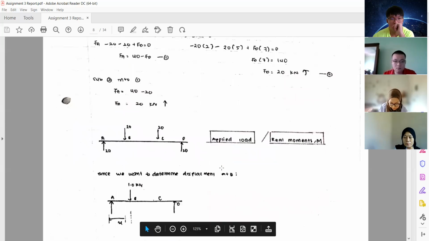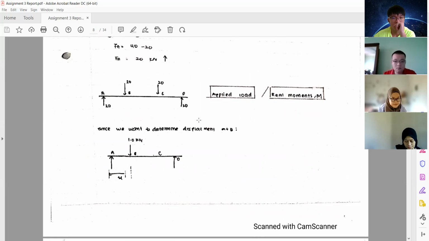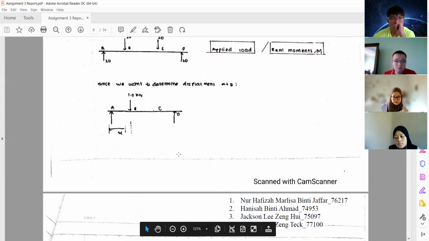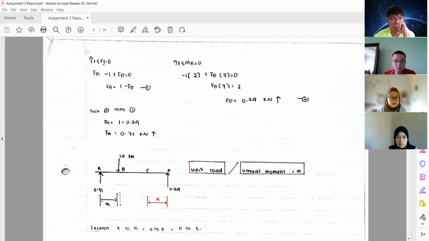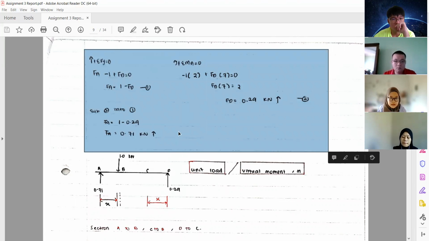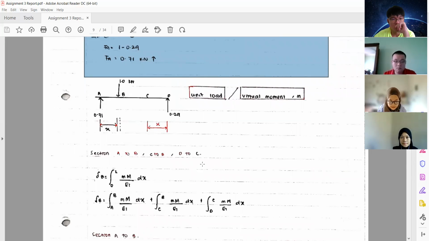Since we want to determine the deflection at B, we applied the unit load of 1 kilonewton at B. After that, we determined the reactions both at A and at D. After we find both reactions, we can start to find the displacement at B by using the integration of mm over EI.